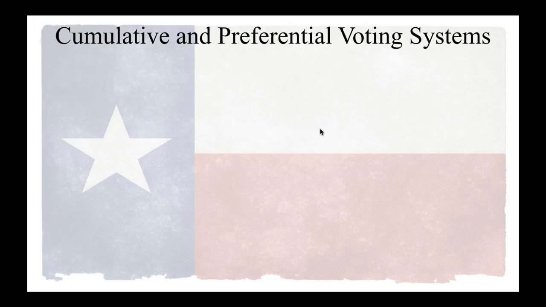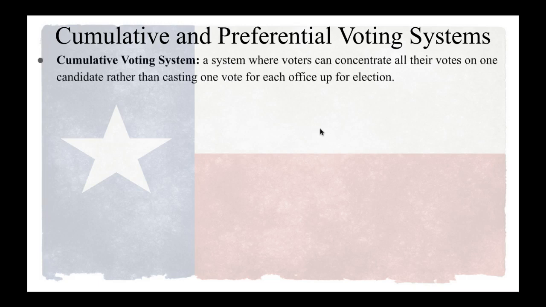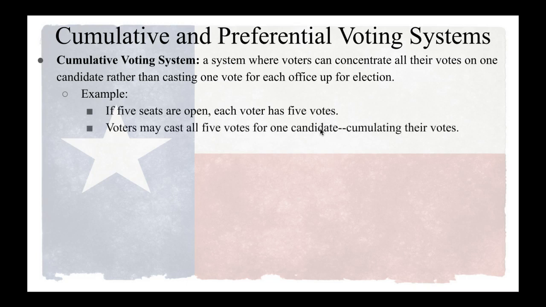Now, there are cumulative and preferential voting systems. And a cumulative voting system is a system where voters can concentrate all of their votes on one candidate rather than casting one vote for each office up for election. And so, for example, if 5 seats are open, each voter has 5 votes, right? And you as a voter may cast all 5 votes for one candidate, essentially concentrating or accumulating your particular votes. So you have 5 votes, but you don't have to vote for 5 people. You can vote for one person 5 times.